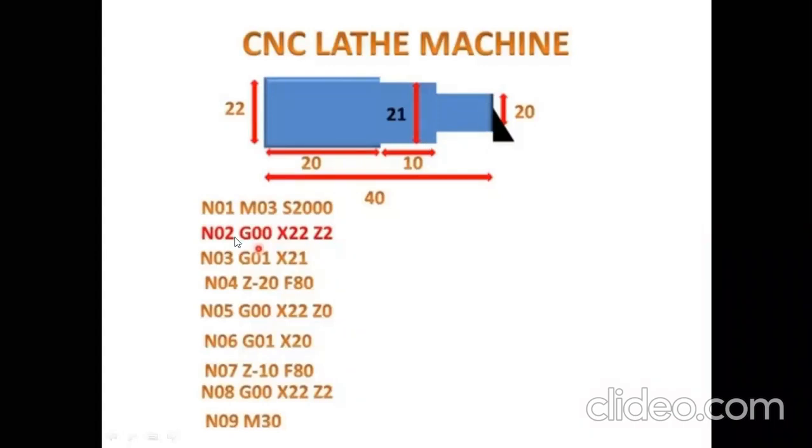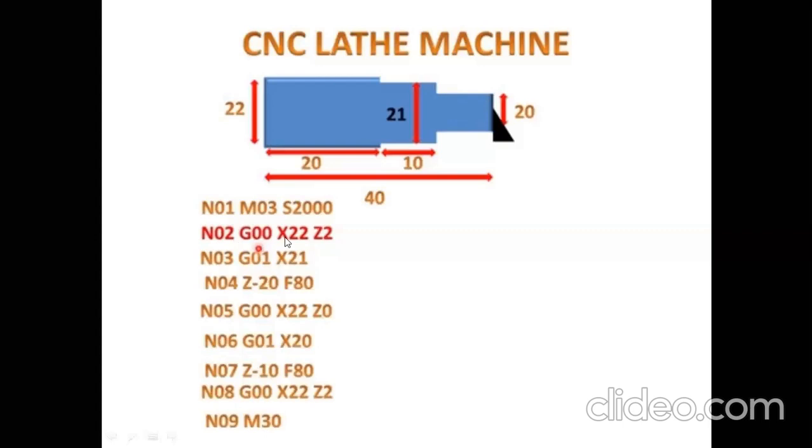Now what does this G00 represent? Initially your tool is at home position. It is not at this location. Home position of your tool is this. Now we have to move this tool from the home position to the workpiece location. So G00 represents rapid movement of a tool from home position to the working position. It is mentioned in your second line, rapid movement of a tool from home to the working position of your workpiece.